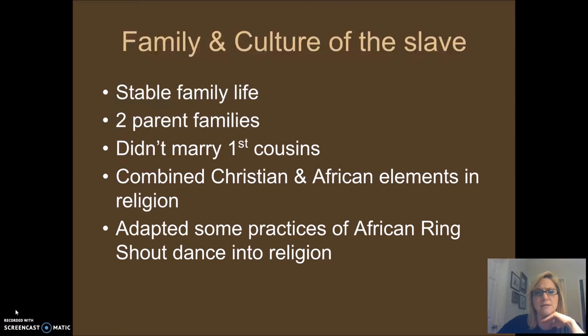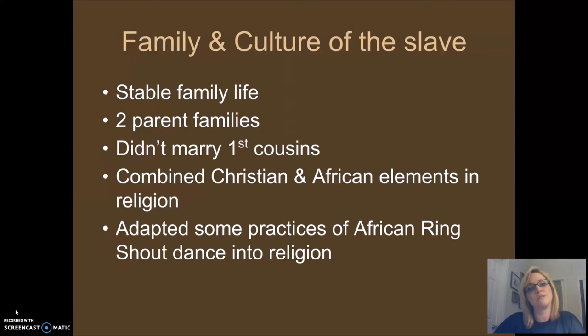Despite the fact that slaves could not get married, they created a stable family life. That's why the family becomes core to the culture of the slave. They believed in two-parent families. They didn't marry first cousins. They adhered to that same idea that Americans believed in, because first cousins lead to, you know, bad things.